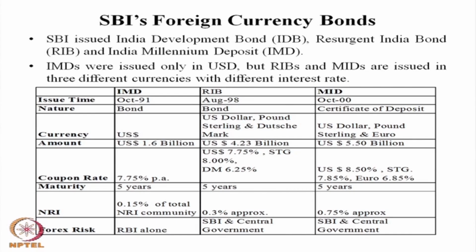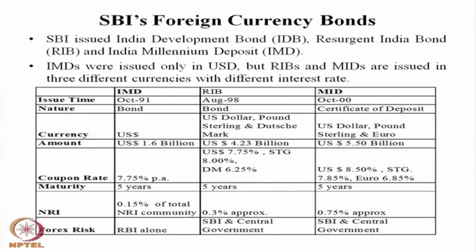And if you see the IDB, the India Development Bond, the currency was US dollar. SBI raised 1.6 billion US dollar, and the coupon payment was fixed at 7.75%. The maturity period was 5 years, and the maximum part of the bond was purchased by the NRI community, and the forex risk, whatever risk was there, was absorbed by the RBI.